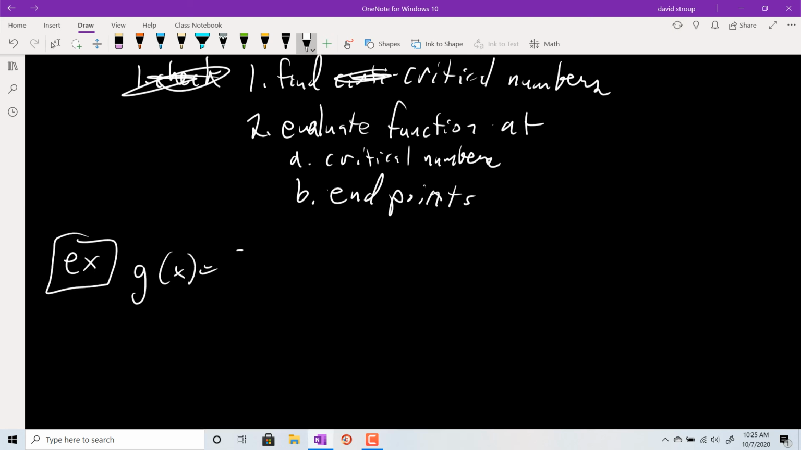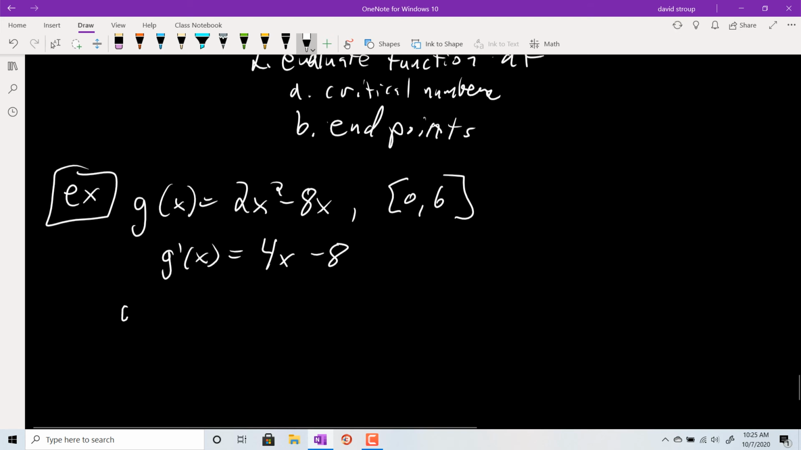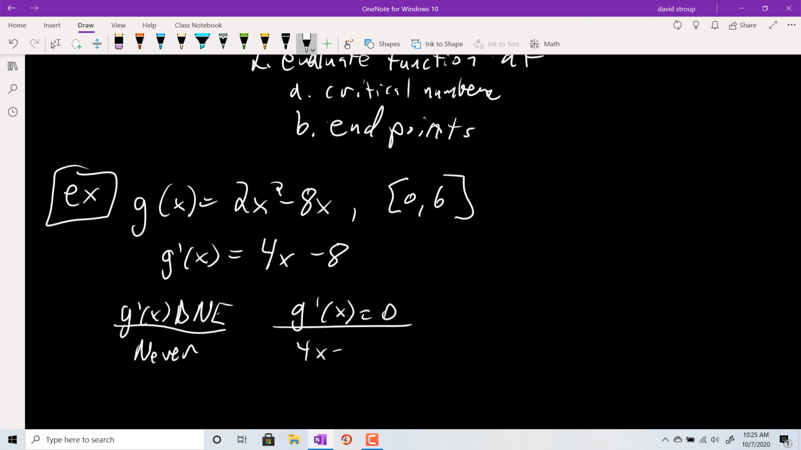g of x is 2x squared minus 8x on the interval from 0 to 6. Okay, so I've got to get the critical number, so I need the derivative. So where does g prime of x not exist? Well, that never happens because this derivative is just a linear function. And then where does g prime of x equal 0? So 4x minus 8 equals 0. 4x equals 8, so x equals 2 is our critical number.